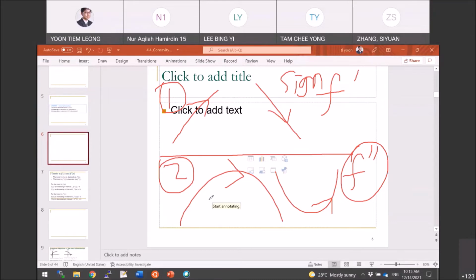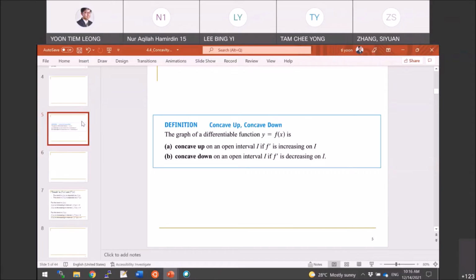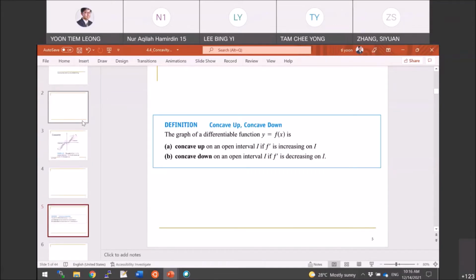So the sign of f prime and the sign of f prime prime represent two aspects of the function. F prime refers to the trend, f prime prime refers to the concavity. Take note of that, because people tend to confuse the trend of the function and the concavity. So you should not get confused. That is what I want to tell you.